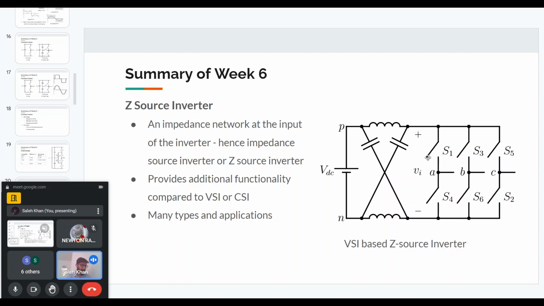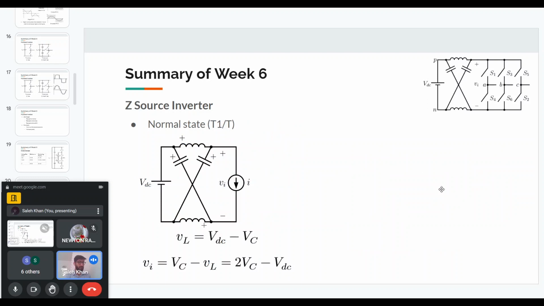But in the VSI, we cannot have a switching state that is called a shoot-through switching state. That means S1 and S4 are both on. In each leg, turning on two devices we cannot have. But we can have that in the Z source inverter, and that is called a shoot-through state. And the equivalent circuit will be different in these two states.